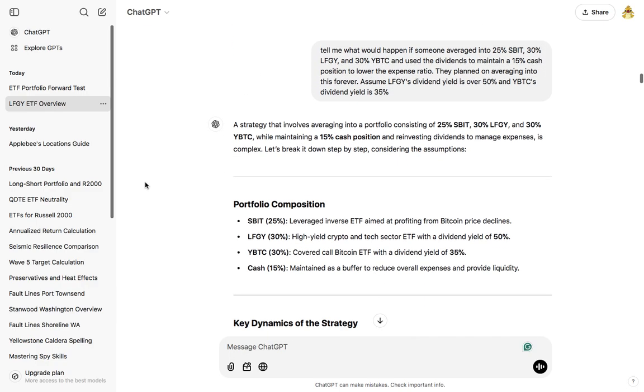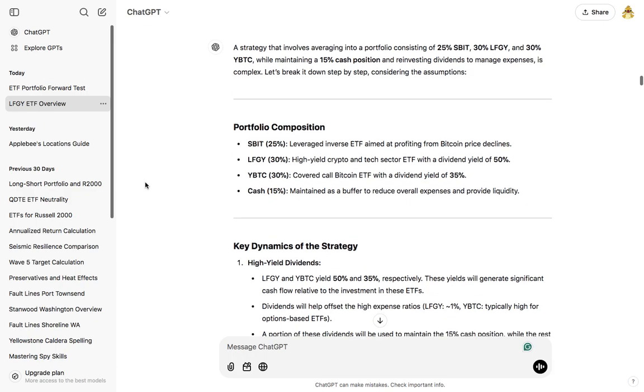I said, tell me what would happen if someone averaged into 25% SBIT, 30% LFGY, and 30% YBTC, and use the dividends to maintain a 15% cash position to lower the expense ratio. They planned on averaging into this forever. Assume LFGY's dividend yield is over 50%. It ended up being 71%. And YBTC's dividend yield is 35%. This is what it said.